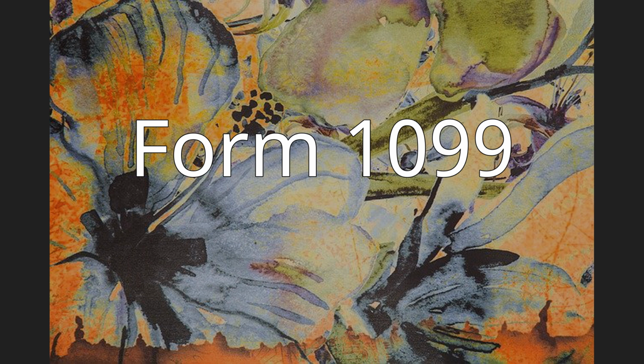The form is used to report payments to independent contractors, rental property income, income from interest and dividends, sales proceeds, and other miscellaneous income. Blank 1099 forms and the related instructions can be downloaded from the IRS website.